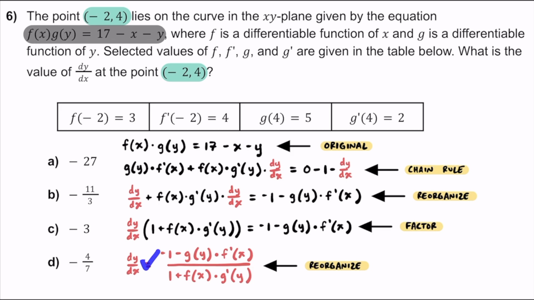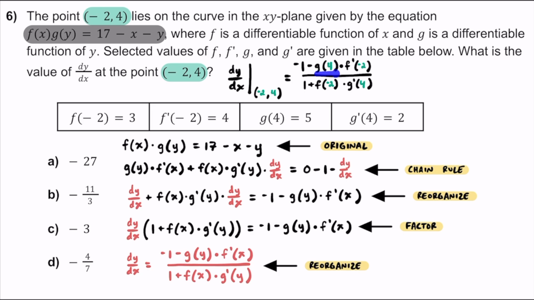Now that we've isolated dy/dx, let's evaluate this expression to the right based on the information that we have in our table over here. So let's take our dy/dx, and let's evaluate it at the given points here. We have our numbers of -2 and 4. I'm going to substitute those values in, and let's use this information. Substituting in, we're going to get something that looks like this. Now let's make some more substitutions.